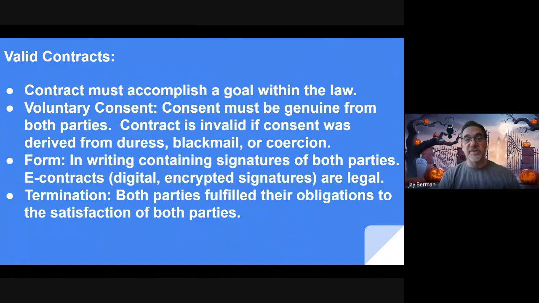Now it's very common to have e-contracts. So the signatures are either digital or encrypted, and e-contracts are, again, perfectly legal. There needs to be a termination clause, so both parties, once they fulfill their obligations or their duties and responsibilities, and both parties are satisfied, then the contract is terminated.